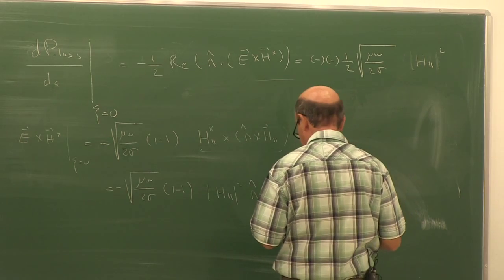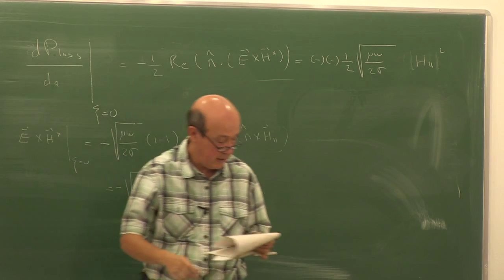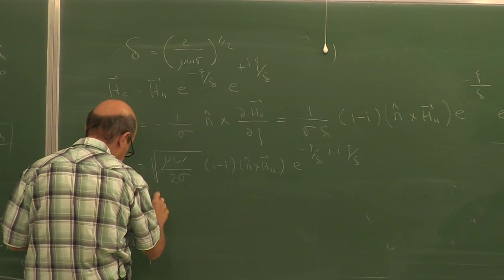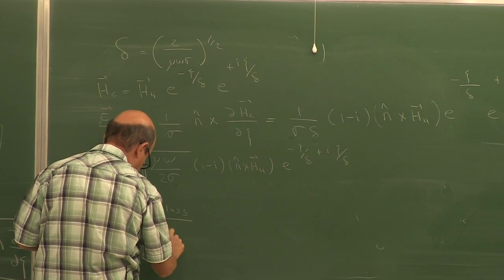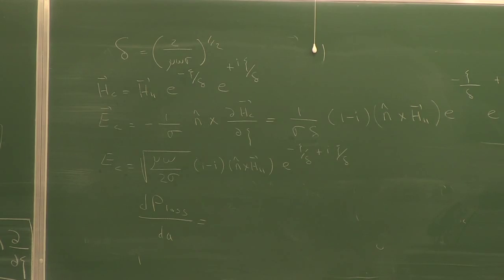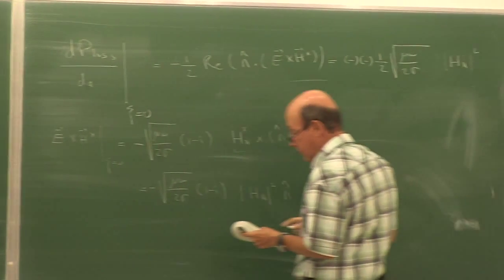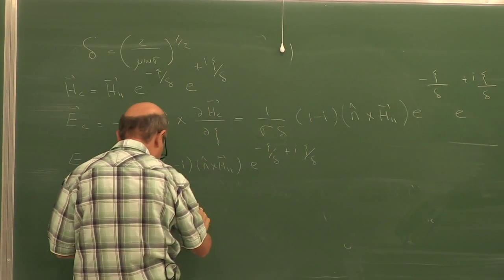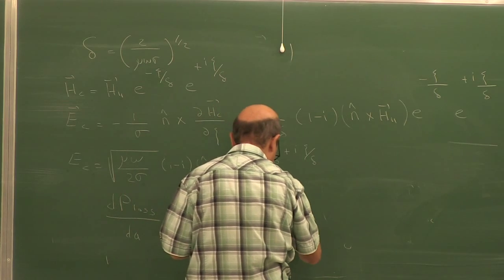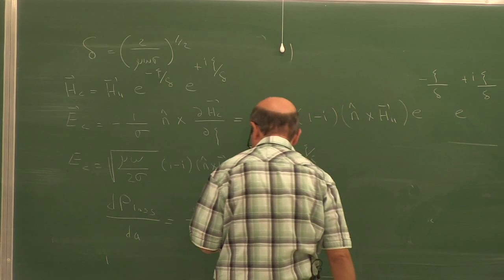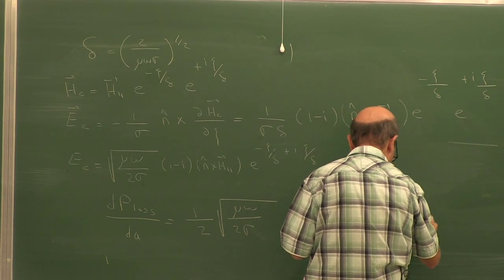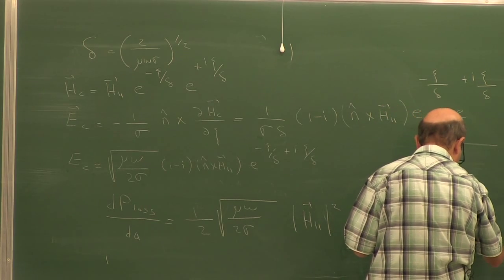So the bottom line is the following. Let me write that the power loss per area at the surface of the conductor is equal to plus 1 over 2 times mu frequency over 2 conductivity, or you can write this in terms of the following. Let me write both of them. 1 over 2 times mu frequency over 2 conductivity times H squared is equal to 1 over 4 mu frequency times the skin depth times H squared.